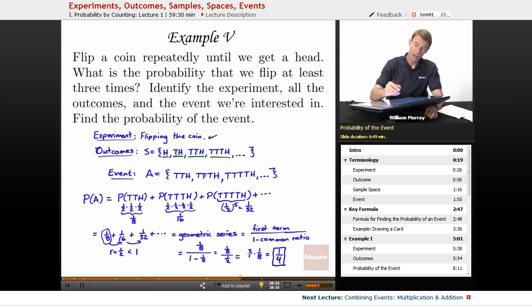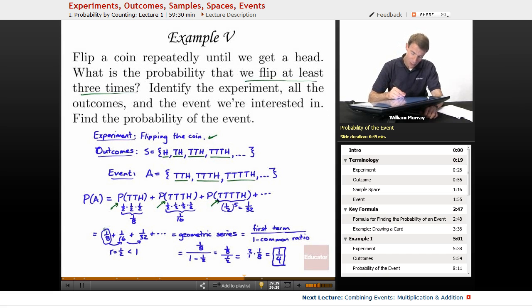The event we're interested in was that we flip at least 3 times. So I listed all the outcomes that have 3 or more flips. To find the probability of that, we can't count these things anymore because there are infinitely many of them. So instead we have to find the probability of each one. The probability of tail, tail, head is 1/8, because it's 1/2 times 1/2 times 1/2. Tail, tail, tail, head is 1/16, because you have to predict the flips 4 times in a row to get that right. Tail, tail, tail, tail, head, you would have to predict 5 flips in a row, so you'd have a 1/2 chance of each one, so 1/32.